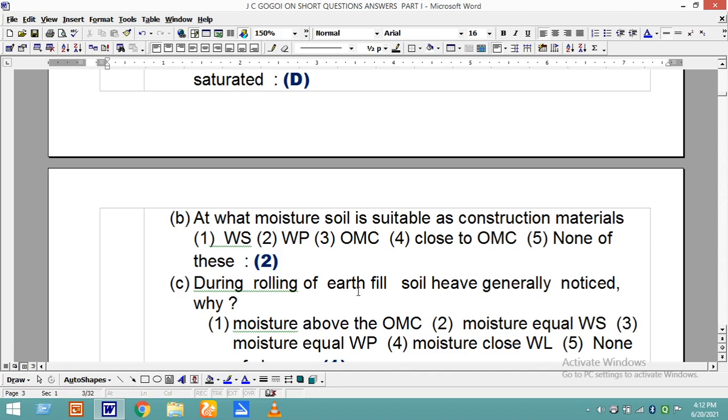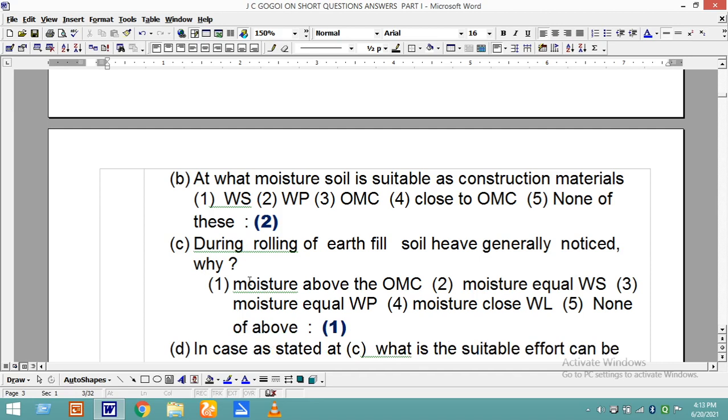During rolling of earthfill, soil heaps are generally noticed. Why? Given options: moisture above the OMC, moisture equal to shrinkage limit, moisture equal to plastic limit, moisture close to liquid limit, none of this. Here, answer is moisture above the OMC. Moisture above the OMC, so there is some heave.